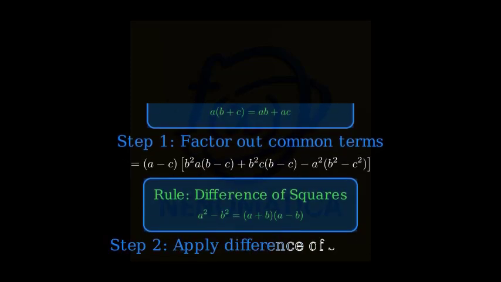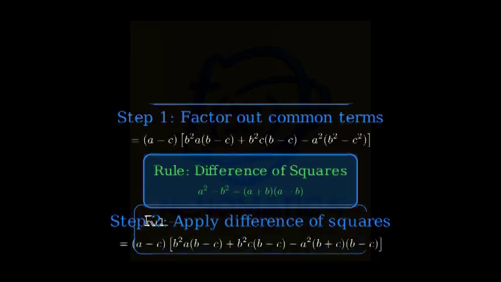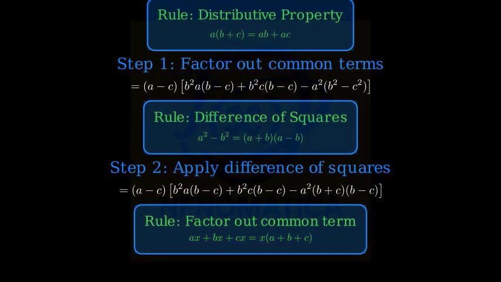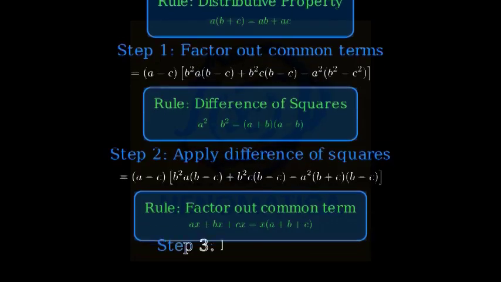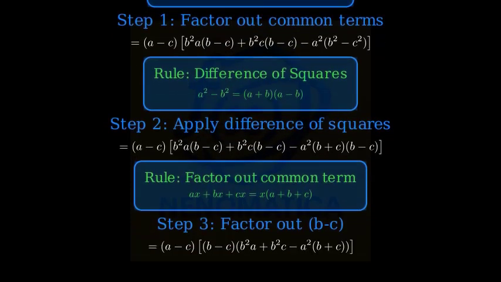So our expression becomes (a minus c) times [b squared a times (b minus c) plus b squared c times (b minus c) minus a squared times (b plus c) times (b minus c)]. Now, we notice that (b minus c) is a common factor in all three terms. So we can factor it out. Our expression becomes (a minus c) times (b minus c) times [b squared a plus b squared c minus a squared times (b plus c)].